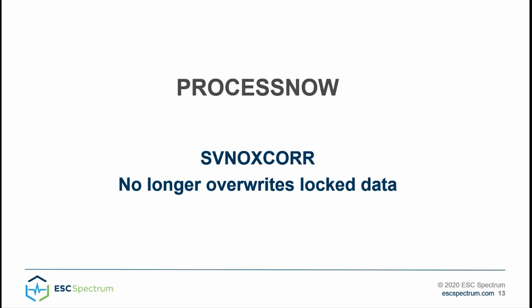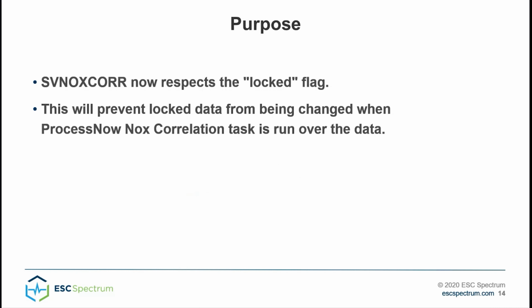Something that we've overlooked is the Knox correlation. The SV Knox core ProcessNow task we found was overwriting lock data. So now it respects that lock flag, and it prevents data from being changed, obviously, when that task runs over the locked data.